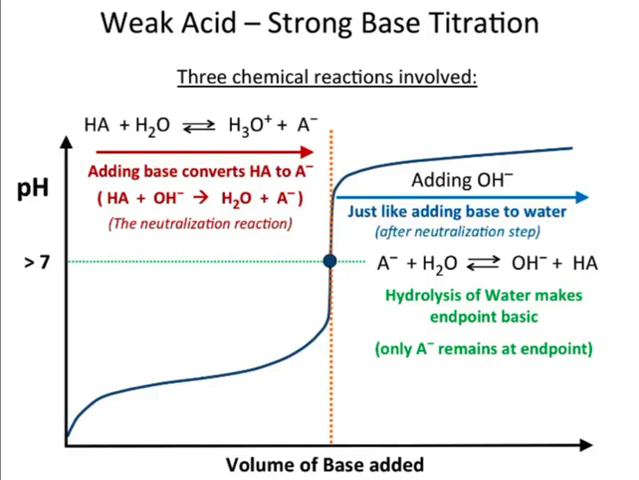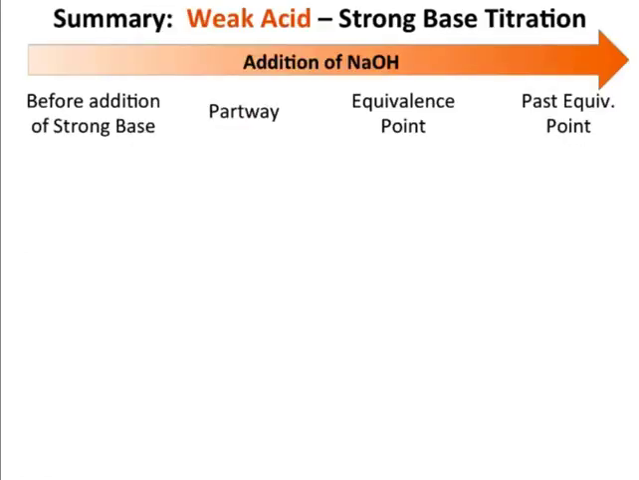So however much base you add past the equivalence point, the hydroxide is in excess, and then it very quickly dominates the pH of the solution. And so the contribution to the pH from the conjugate base is very small compared to this hydroxide, so we can ignore it and just look at the hydroxide once we're past the equivalence point. Alright, here's another way to say the same thing.